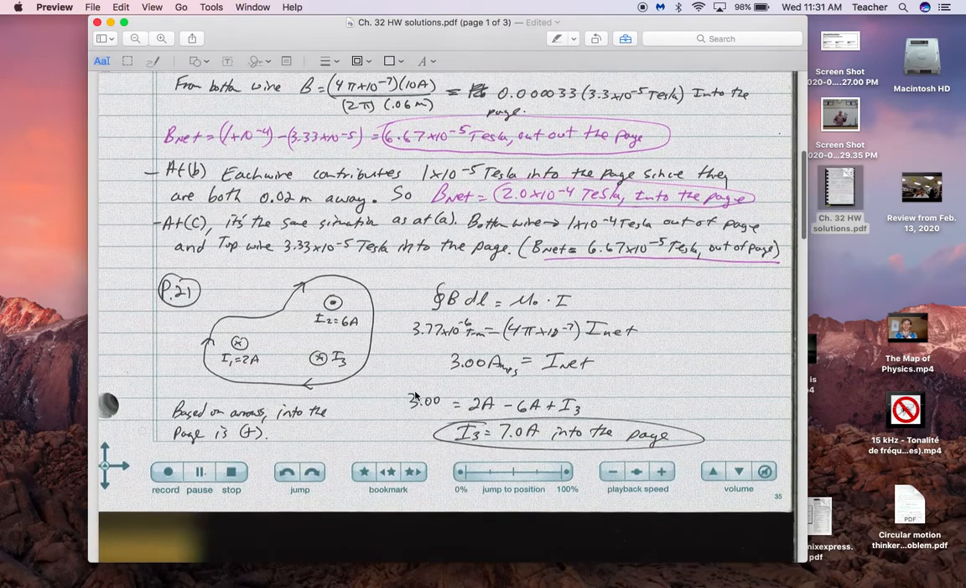For P21, since this is going clockwise loop, we would think of the curvy hand rule. Our fingers point into the page. So that says the positive direction is into the page. So I've got 2 amps into the page, 6 amps out of the page, an unknown number of amps here. If we use Ampere's law, we said that this would equal this number of Tesla meters. That's our constant multiplied by the net current. The net current actually is going to end up being 3 amps, and that means that I3 is 7 amps into the page.